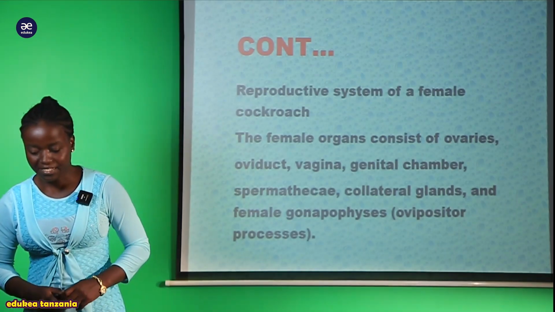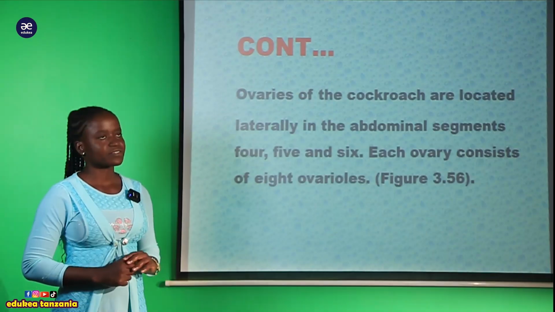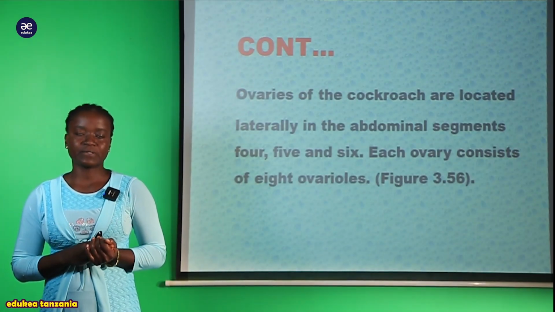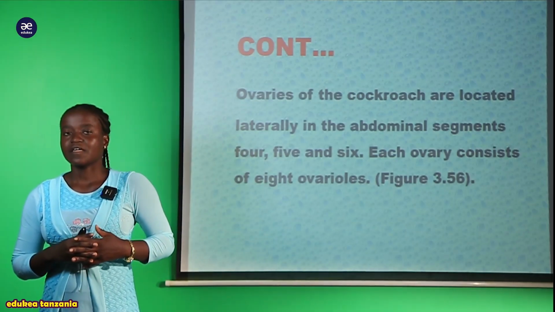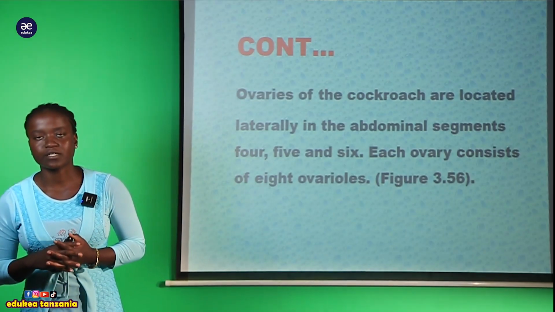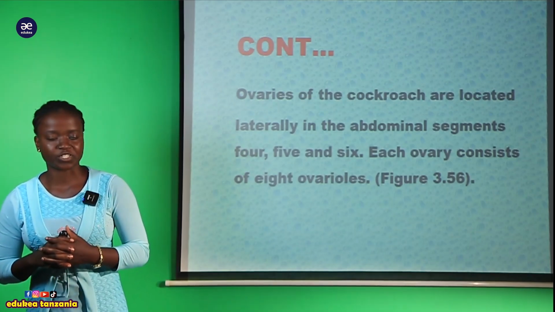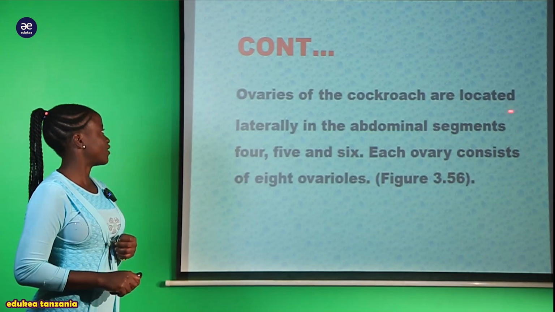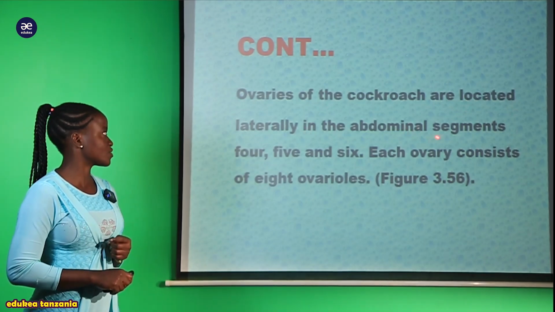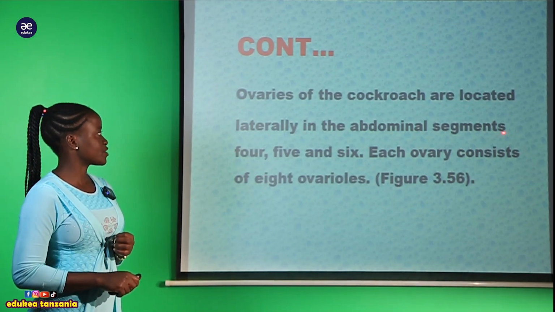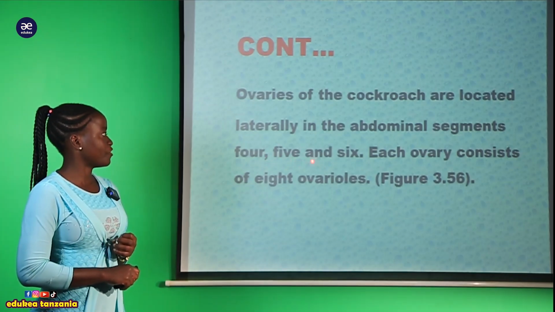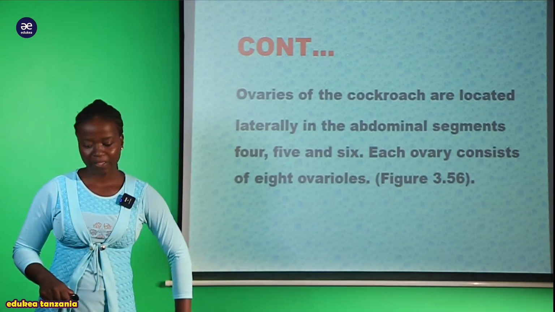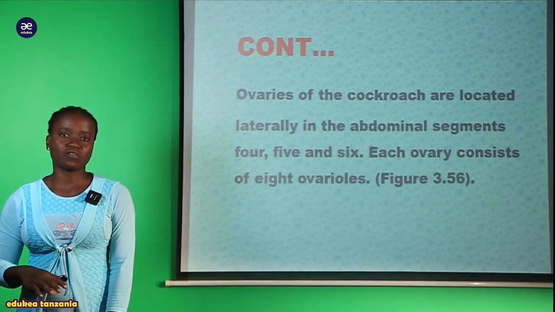So my students, let's start by looking at the ovaries. What is the function of the ovary and where is it located? Also, remember we're going later on to discuss the structure of the female reproductive structure. So here we can say that the ovaries of the cockroach are located laterally in abdominal segments 4, 5, and 6. Each ovary consists of 8 ovarioles. So that is the location of the ovary.